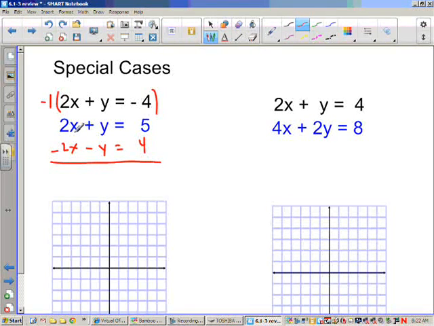When I add these together, not only does the x variable eliminate, but so does the y. So I end up with a 0 equals 9. This is an untrue statement. Therefore, we have no solution.